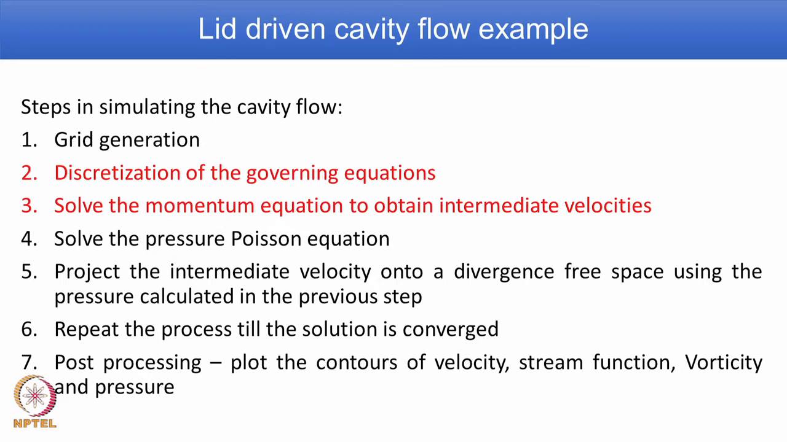So, in this particular module, we are going to talk about two steps, 2 and 3, that is discretization of the governing equation and solving the momentum equation to obtain intermediate velocities. As we did in module 1, in this module also we will show the corresponding code and explain each step.